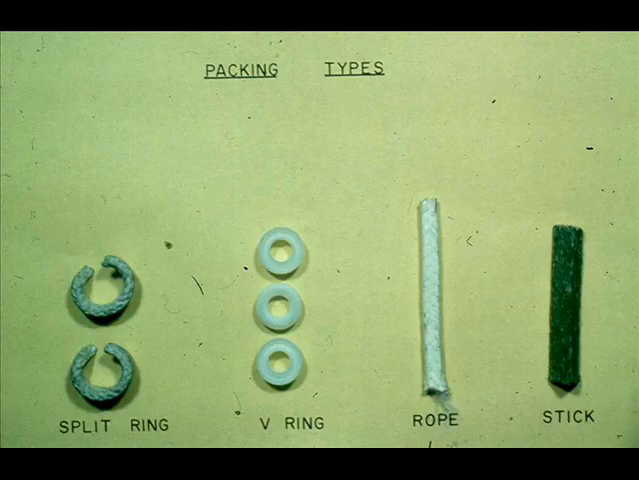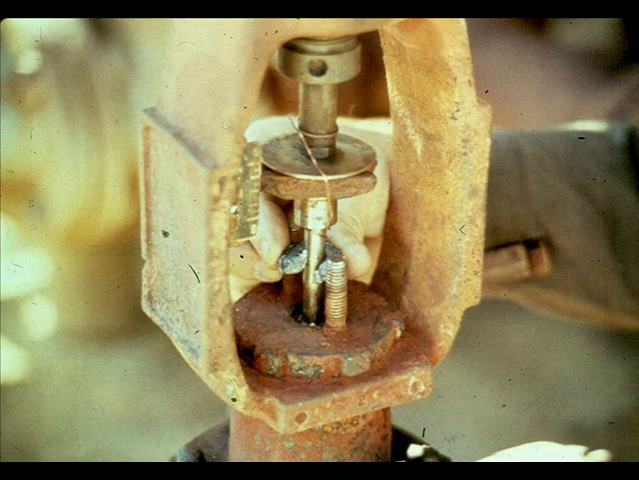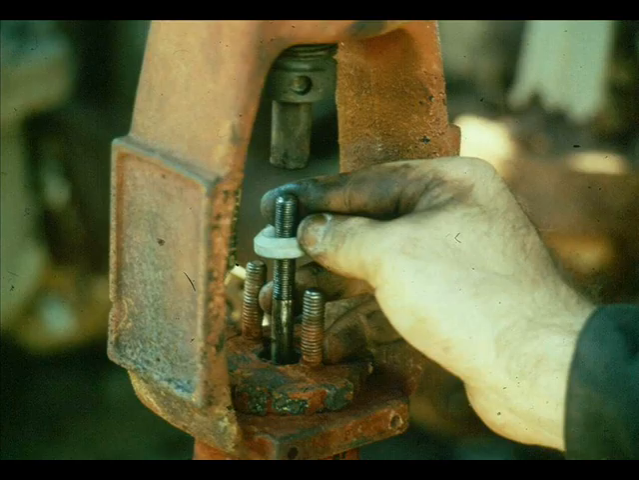Packing and lubrication is our next topic. Packing comes in a variety of configurations and materials. Configurations include split ring, V-ring, rope, and stick types. Split ring, rope, and stick packing can be added to the control valve box without removing the actuator or stem. The addition of V-ring packing necessitates removing the valve stem or actuator. V-ring packing is an excellent high-pressure packing. Pressure tends to make the V-rings expand, so the packing gets tighter.